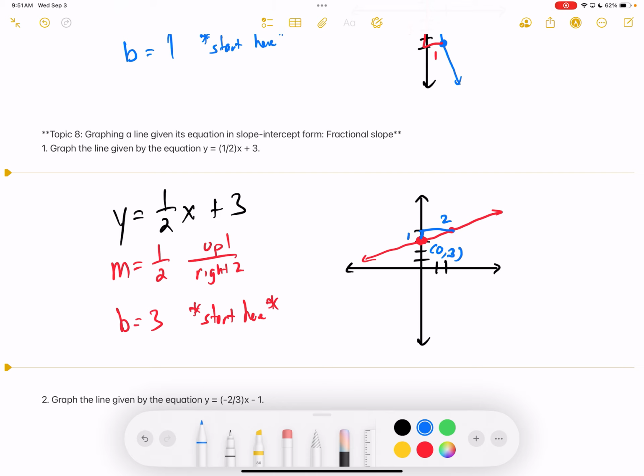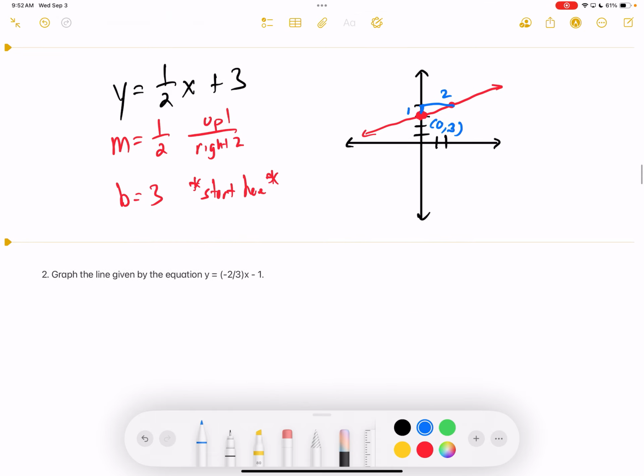Will they ever write it as like graph a line with a slope of, instead of writing it as an equation, or would they always be like an equation? No, sometimes they'll do that. I think we run into that in a second. Sometimes they just give you the slope and the y-intercept and say graph it. But anytime you are graphing, you're always looking for the slope and the y-intercept. So if they give it to you, that's good.